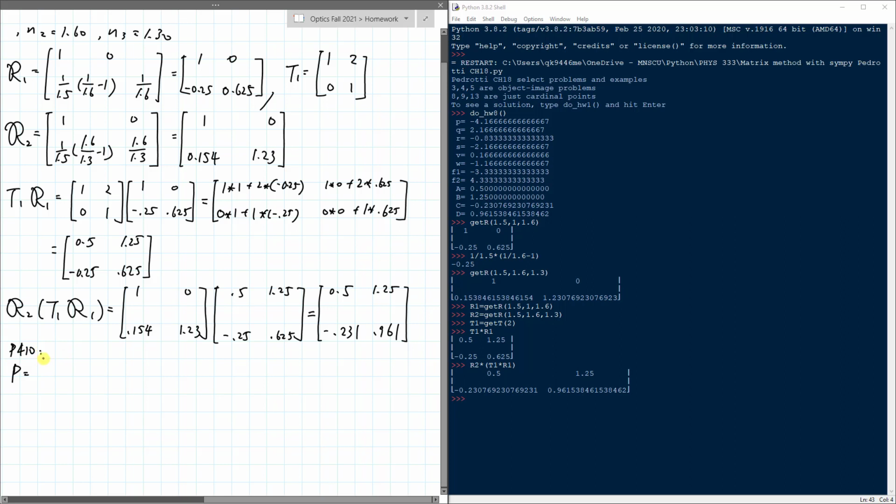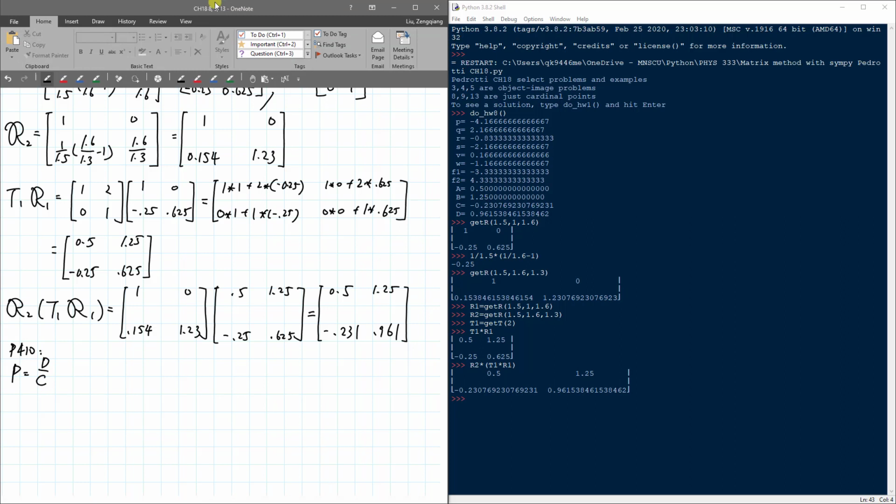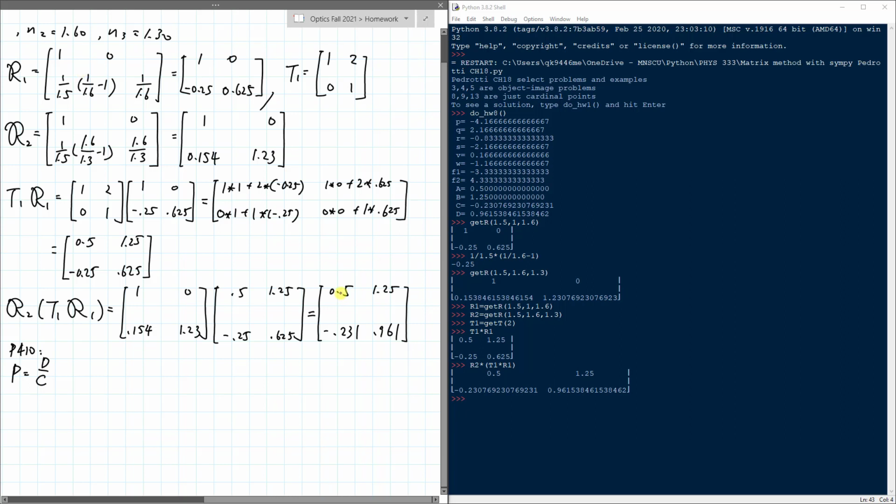So P is D over C. Okay, let me just write over this. Let me see if I can get a... I don't really have a marker or highlighter. So this is A, this is B, this is C, this is D.